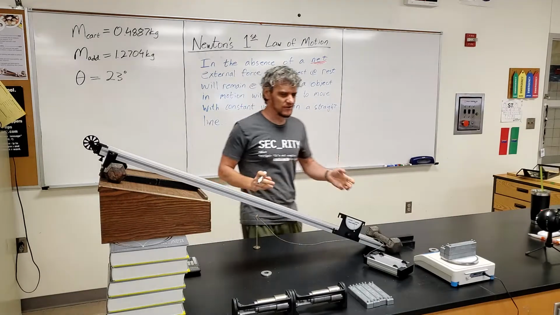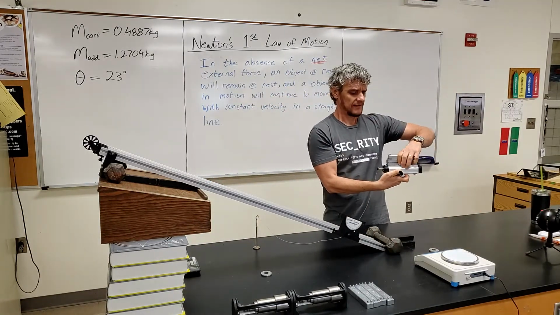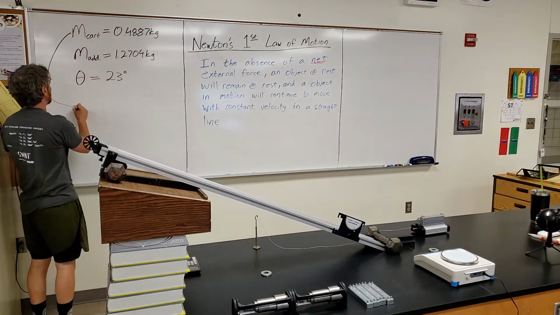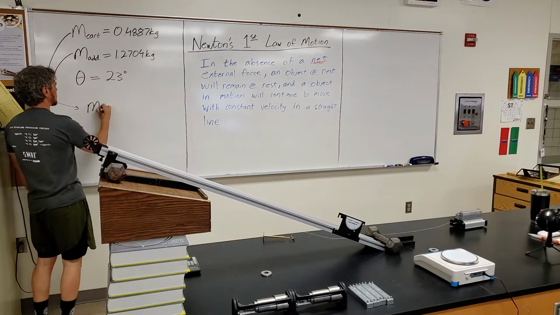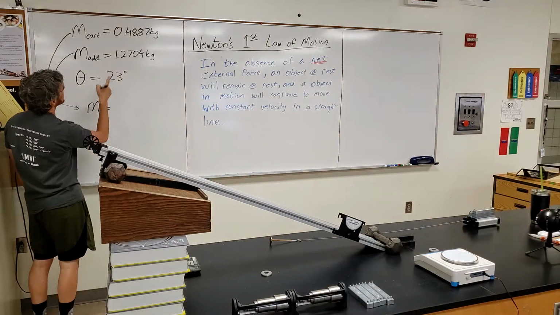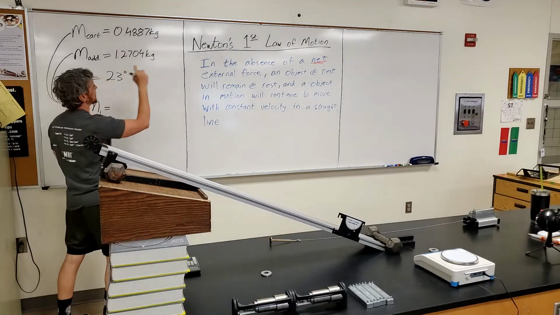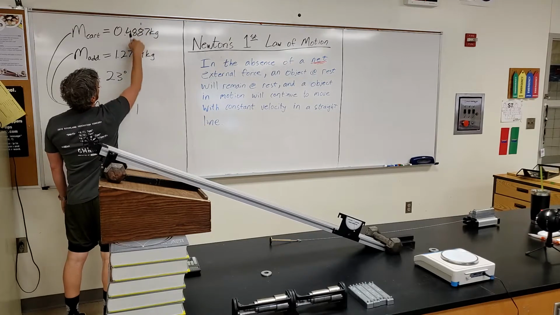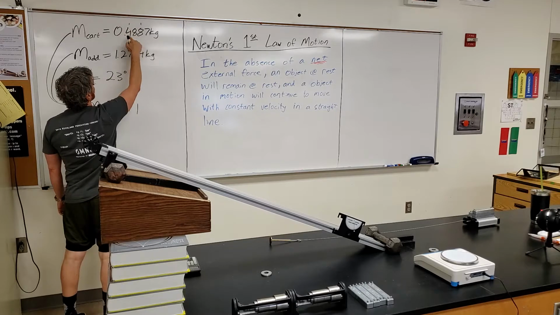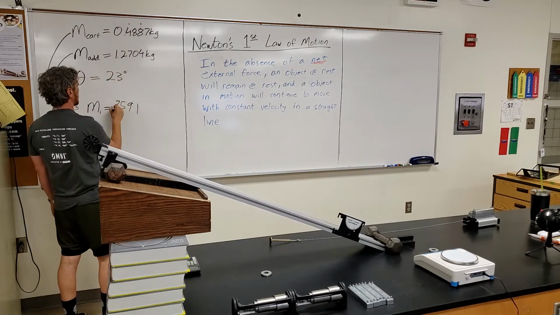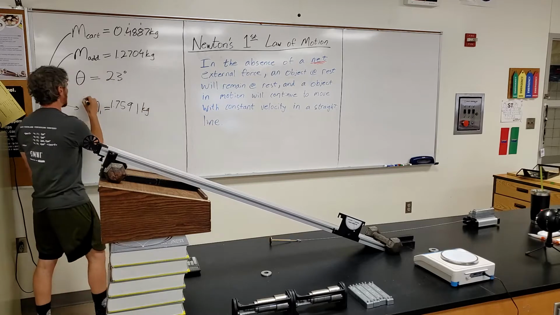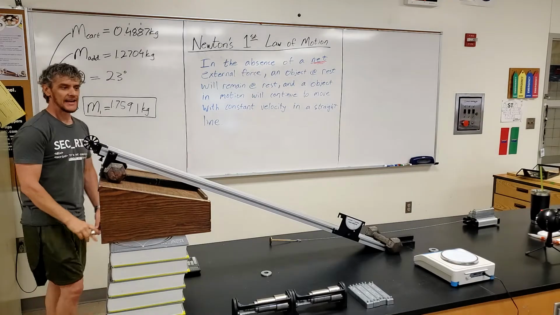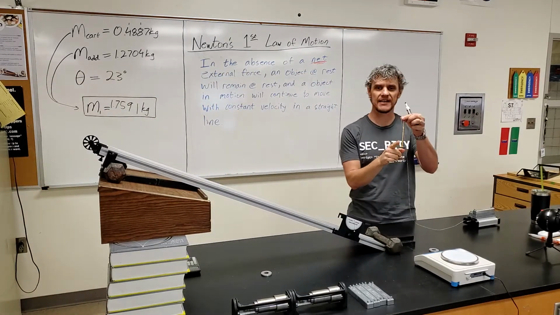What I want to do, though, is call this a single object. I'm going to call this guy M1. And M1 is just going to be the sum of these two. Let's see if I can do addition. I don't know if I remember how to do addition. 7 plus 4 is 11. Carry the 1, 8, 9. 8 plus 7, 15. Carry the 1, 4, 5, 6, 7. And 1 plus 0 is just 1. So my mass M1 is going to be 1.7591 kilograms.